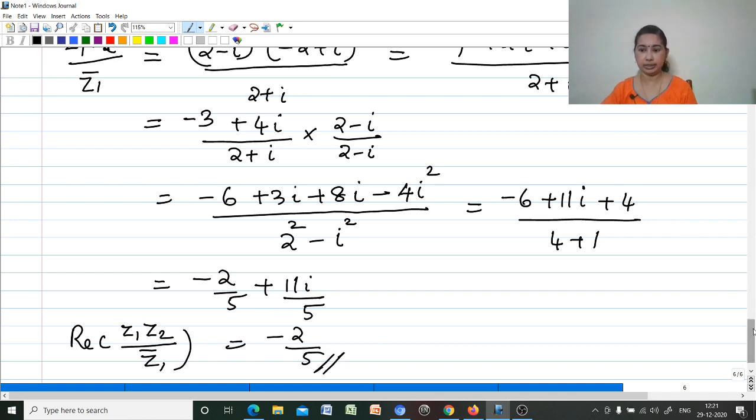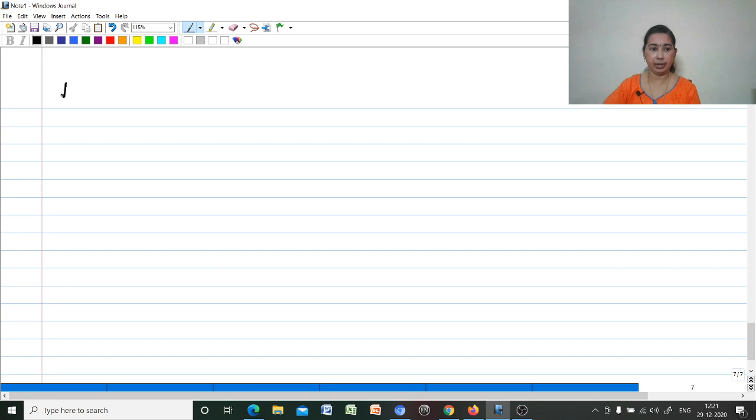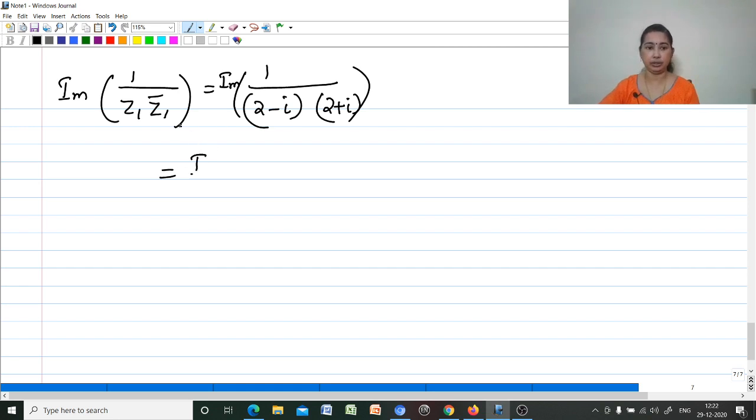Same way, one more question is there: the imaginary part of 1 by Z1 Z1 conjugate. Here 1 by Z1 is 2 minus i, and Z1 conjugate is 2 plus i. So we have to find the imaginary part of this.